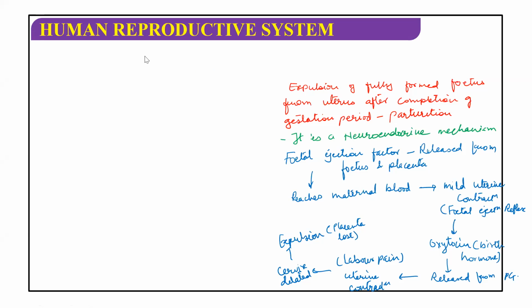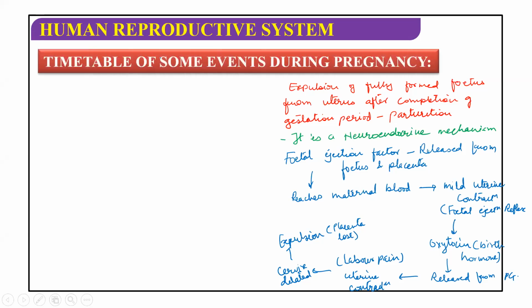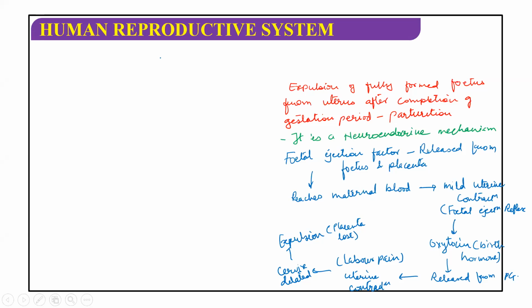It is a parturition. In parturition, there is an expulsion of the fully formed fetus. What is parturition? It is the expulsion of a fully formed fetus from the uterus after completion of the gestation period, which is 9 months or roughly 280 days. It is a neuroendocrine mechanism, so the nervous system and some endocrine tissues are important in this particular mechanism.